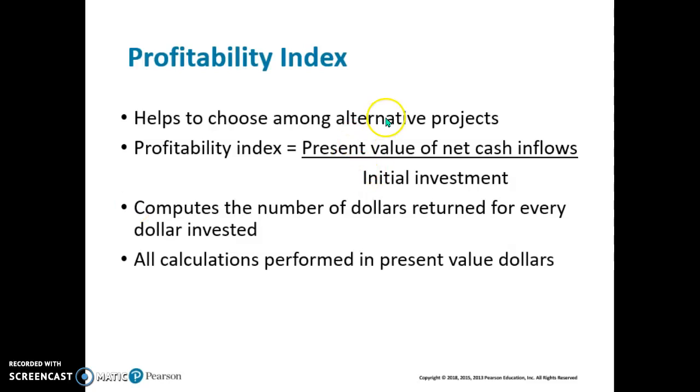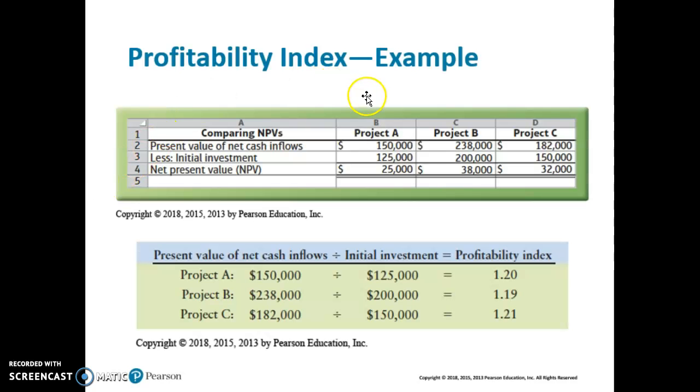So the profitability index is a way to help you rank the projects. If you take the present value of the net cash inflows and divide that by your initial investment, it gives you the return for every dollar invested. The reason why it works is because these are all in present value dollars. So here's an example. We've got 3 projects. Now the present value of the net cash inflows, all right? So the present value of what you're getting every year is here, 150, 238, and 182. And then here's the initial investment.